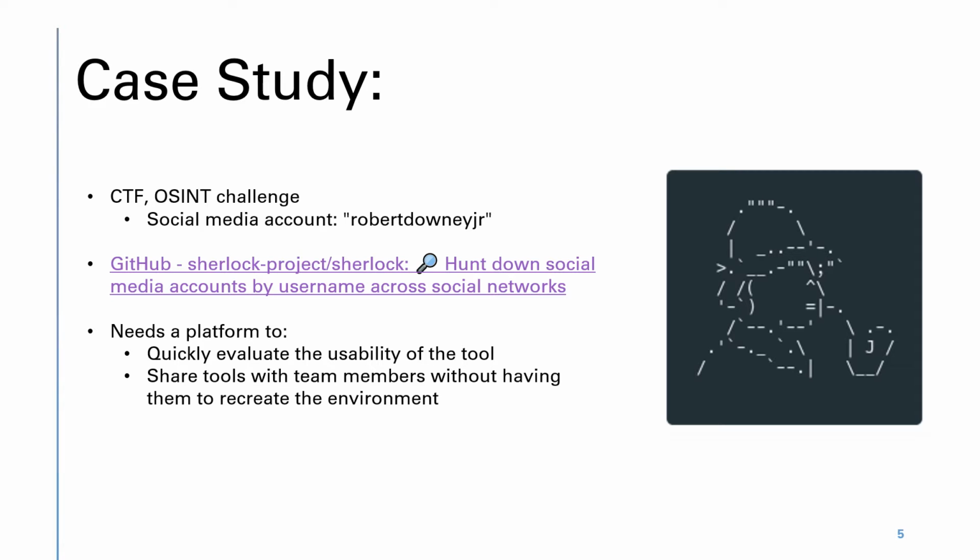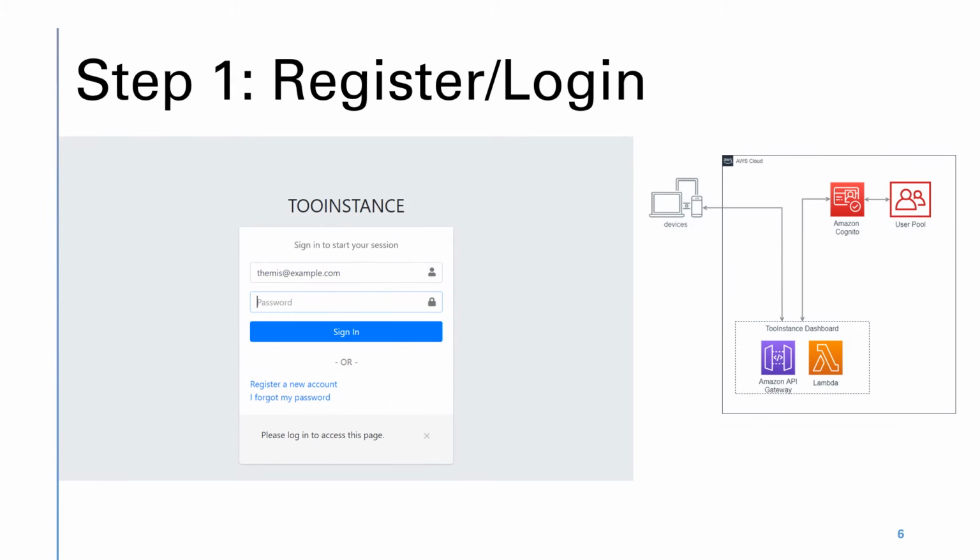Now, we'll walk you through, in 4 simple steps, how to make use of our application. The first step is to register for an account and login. Our dashboard, which is hosted on AWS Lambda, will communicate with Amazon Cognito to create and verify the user credentials before sending the access token.